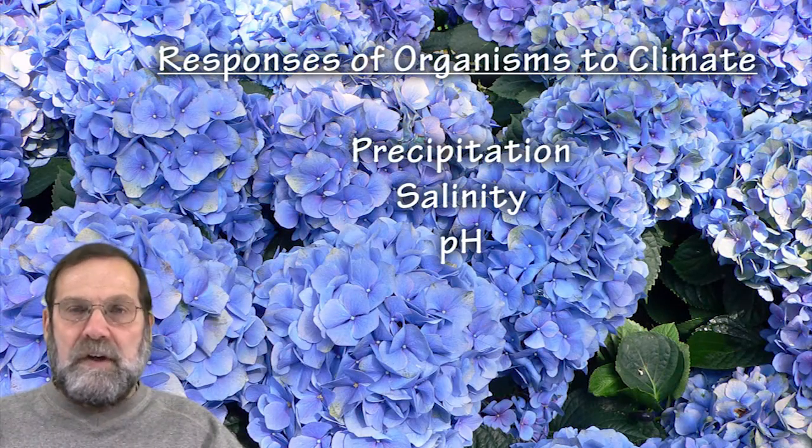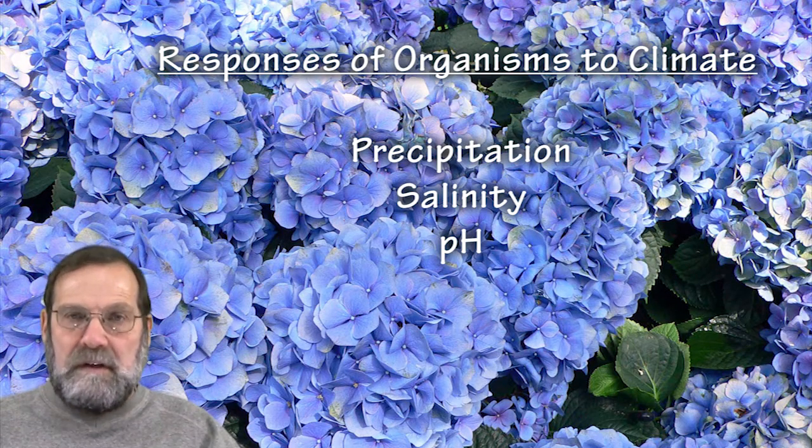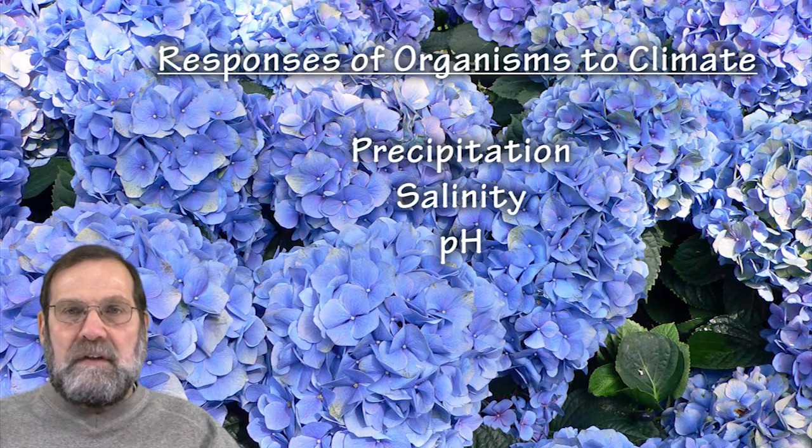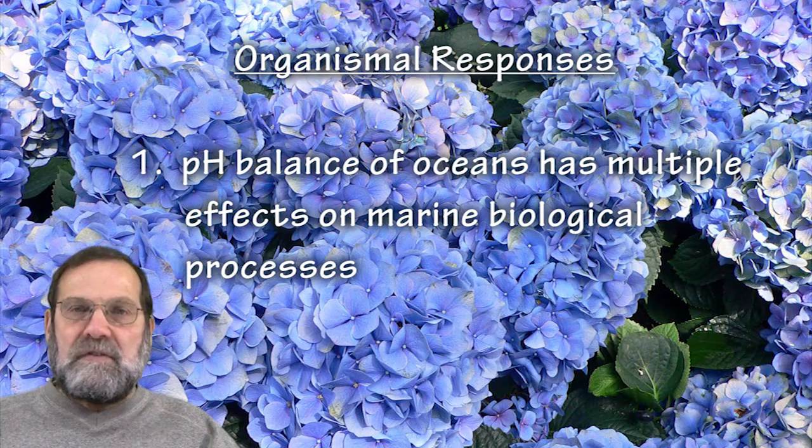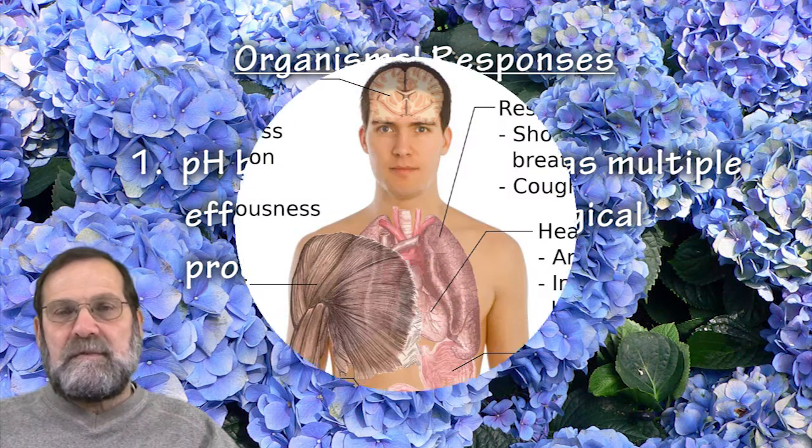This video segment continues the discussion about how organisms are responding to climate change. The previous segment focused on changes in precipitation and salinity. Here we examine pH. Its major points are, number one, the pH balance of the oceans has multiple effects on the biological processes within it.